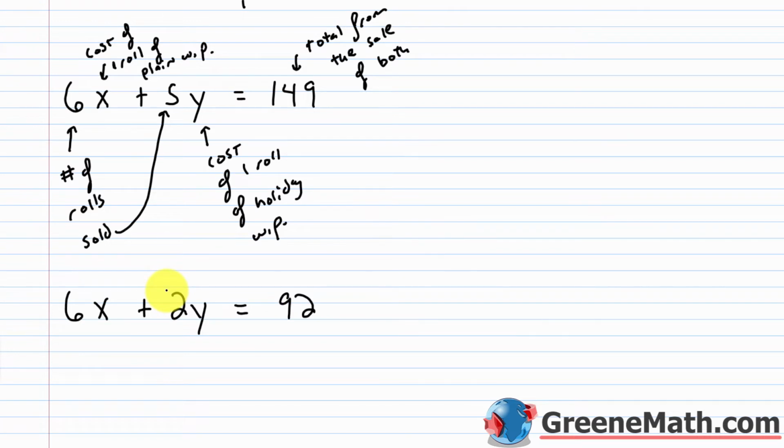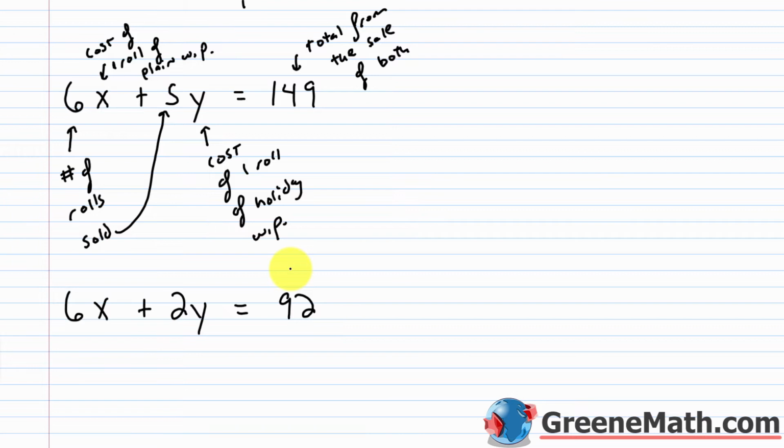And if we went through and labeled it, it would be the same, right? You'd have 6, which is the number of rolls sold, times x, which is the cost of a single roll of plain wrapping paper, plus 2, which again is the number of rolls sold, times y, which is the cost of one roll of holiday wrapping paper. And the sum here is going to equal 92, right? That's the total from the sale of both. All right, so we've correctly modeled each situation for the two girls. So let's look at these two equations now and see if we can solve this linear system.